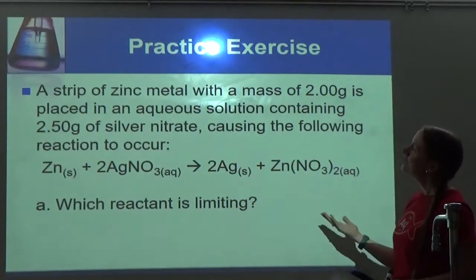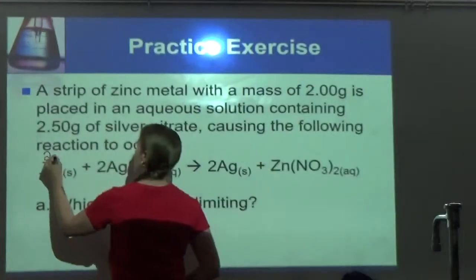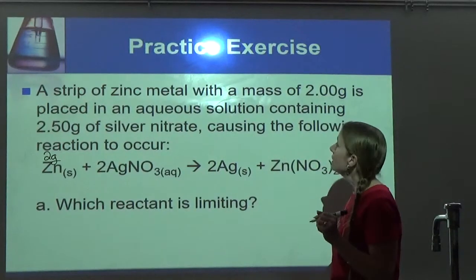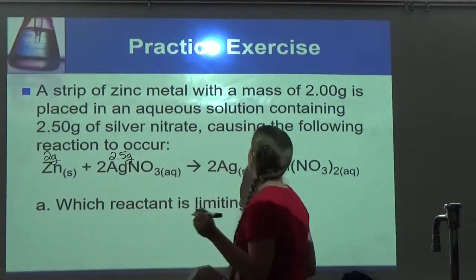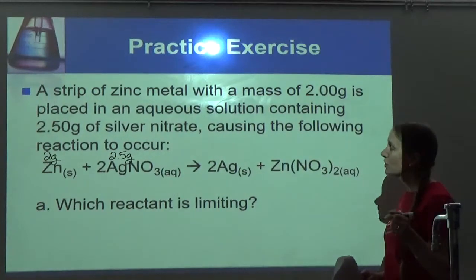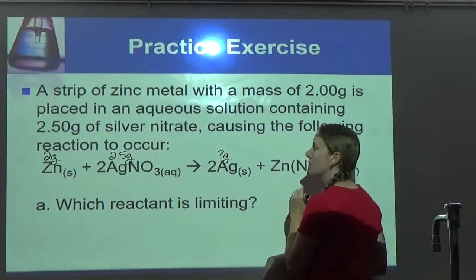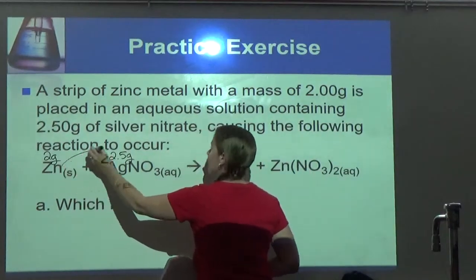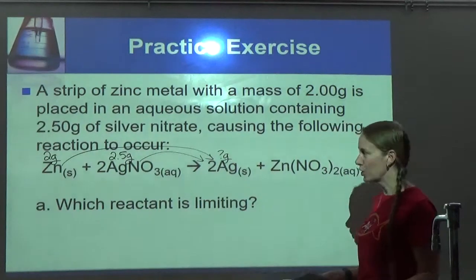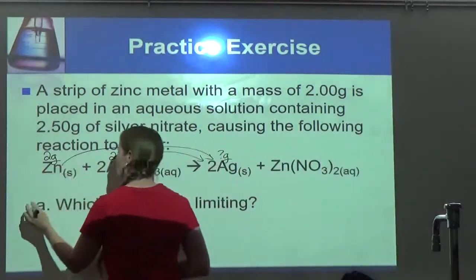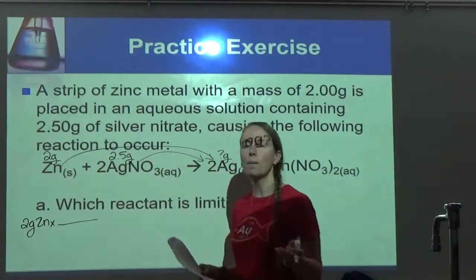All right, so it says a strip of zinc metal with a mass of 2 grams is placed in an aqueous solution containing 2.5 grams of silver nitrate, causing the following reaction to occur. Which reactant is limiting? Well, since it's asking me about silver anyway, I'm just going to go to silver. So I'll go from here to here, here to here, and then of course pick the lowest. So I start with my 2 grams of zinc.